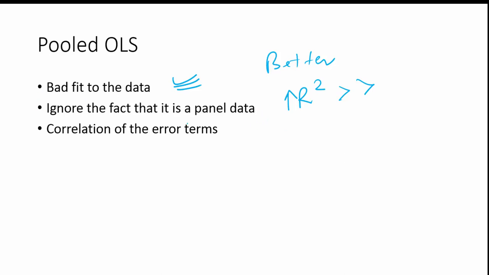It ignores the fact that it is panel data. We are simply fitting a cross-section model to a panel data, so of course we will expect a not so good model, and that's exactly what we're getting here. We're getting only 35% R square, which is not a very good fit to the data. This is happening because the error terms are correlated and we are not taking care of that. So we are losing out a lot of information in this particular type of model.